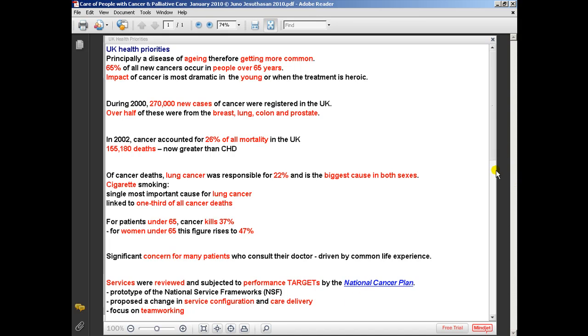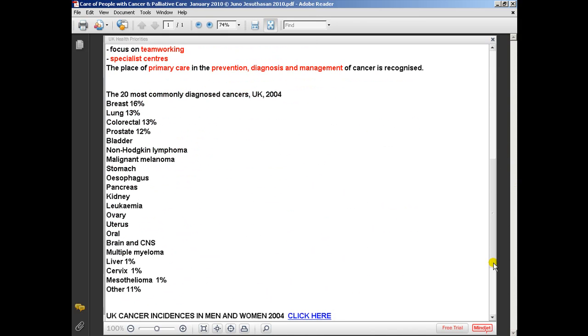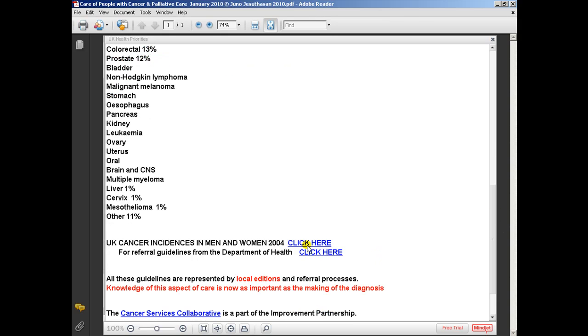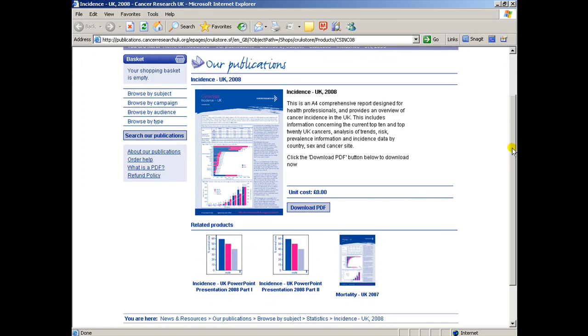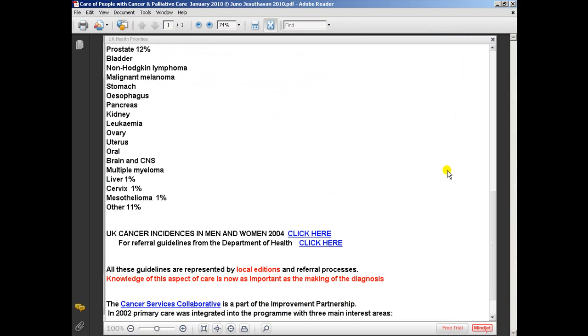There's a link here to the National Cancer Plan, but in addition to listing the 20 most commonly diagnosed cancers, there's also links down here to UK cancer incidences for men and women. Useful data. To close it, remember to press this cross rather than the two up there.